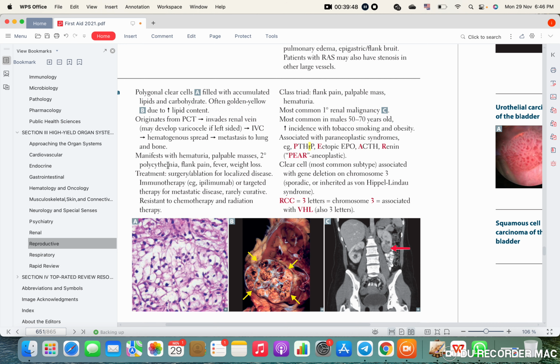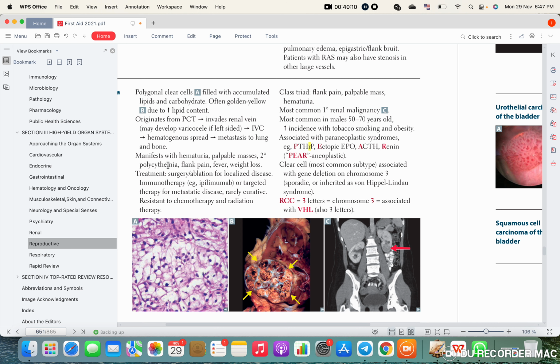Okay, it will be high. Exactly. Good. It will be up. So the next thing is ACTH. ACTH is basically a hormone that is normally produced by which organ? Yes, it's normally produced by the pituitary gland.